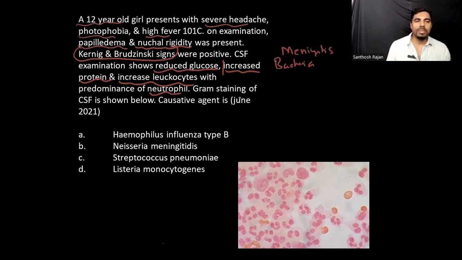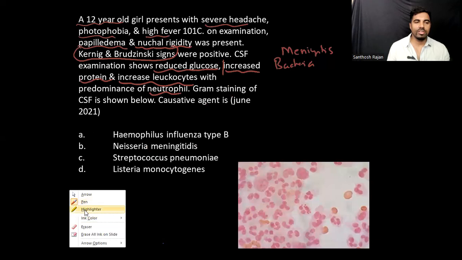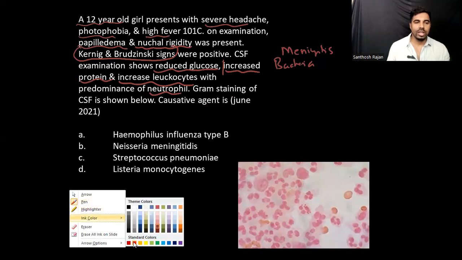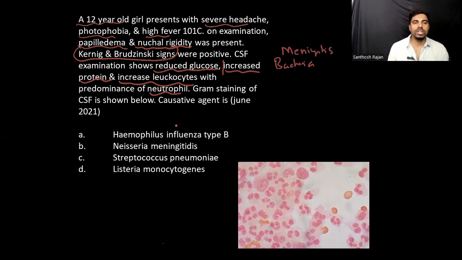Now, gram staining of the CSF is done. Now we have to identify what the organism is. Let me change the color, the color is so bad. Now see the clue. They have given this picture. This is the gram stain picture. And what am I seeing? I'm not seeing any purple color. I'm seeing only pink color.